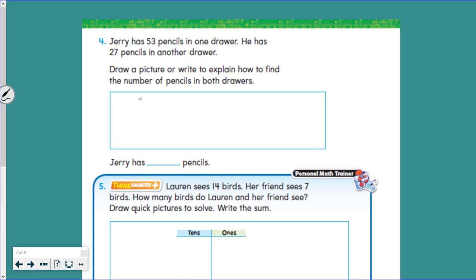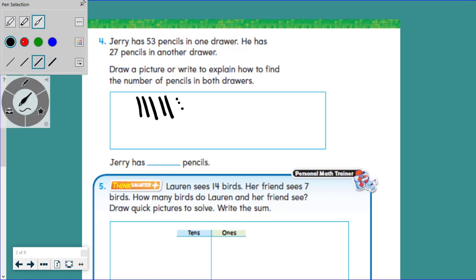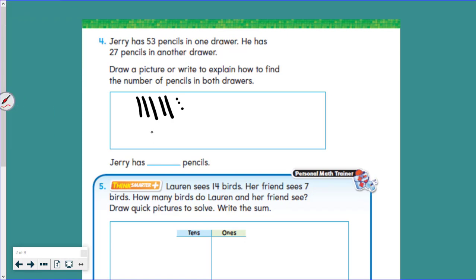All right, so I'm going to draw a picture. So I'm just going to draw a quick picture. That's the easiest picture I know how to draw. So 30, 40, 50. 1, 2, 3. That's how many he has in one drawer. And then I'm going to switch colors for the other drawer. So he's got 27, 10, 20. 1, 2, 3, 4, 5, 6, 7, right? Okay, so now we want to know how many he has all together. So let's see. This is a 10, right? 7 plus 3.